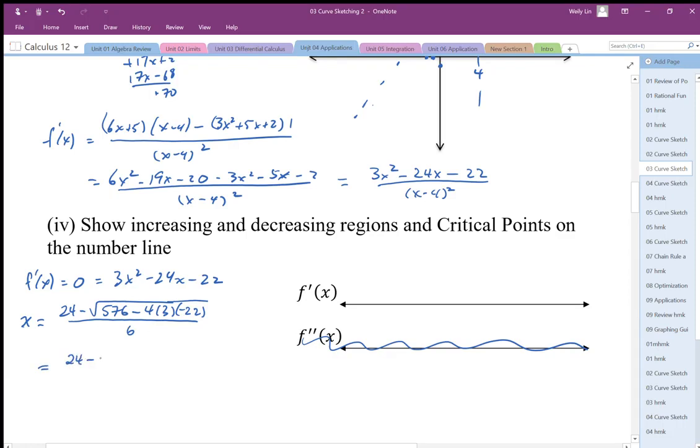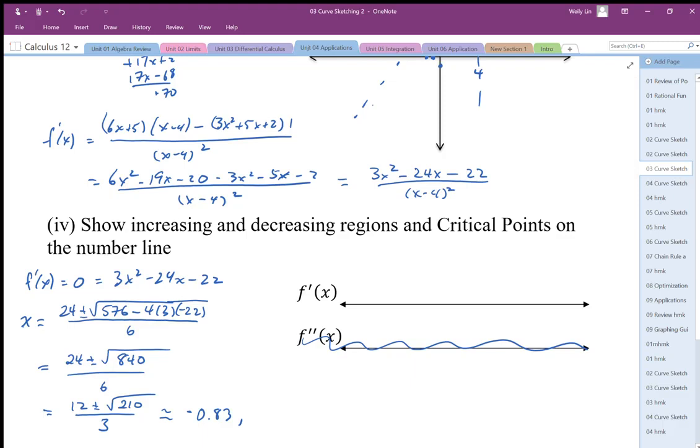When I work that all out, so that's going to be plus minus, that should be 840 over 6. There's a common factor of 4 here, which factors out to be 2, so this should end up being 12 plus minus root 210 over 3. And that's approximately equal to, the decimal values are going to be, looks like negative 0.83, and the positive version of that is going to be 8.83.